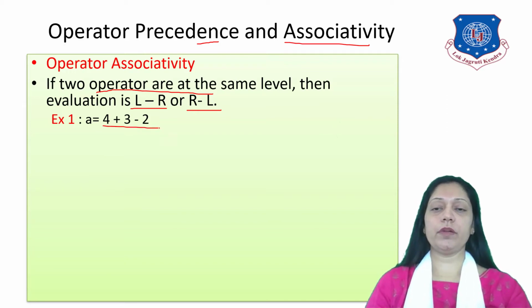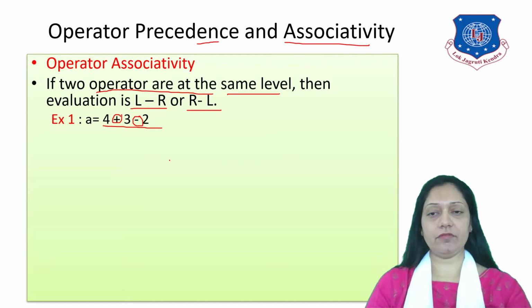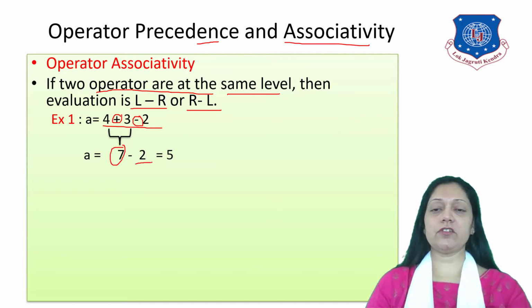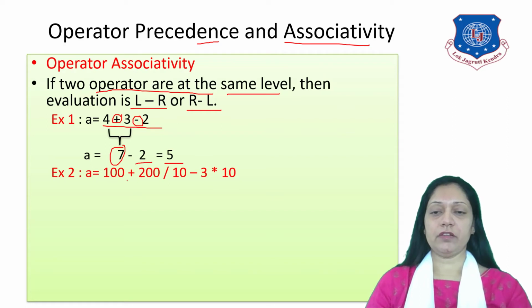A is equal to 4 plus 3 minus 2. So again here we have two operators, one is plus and another is minus. In C language, plus and minus have the same precedence, that is priority, or you can say they are at the same level. So in that case, we have to evaluate this expression from left to right. So 4 plus 3 is evaluated, which becomes 7, and then afterwards you subtract 2 and the final result is 5. Let's see one more example with respect to associativity.